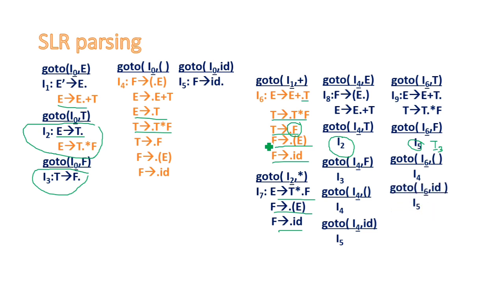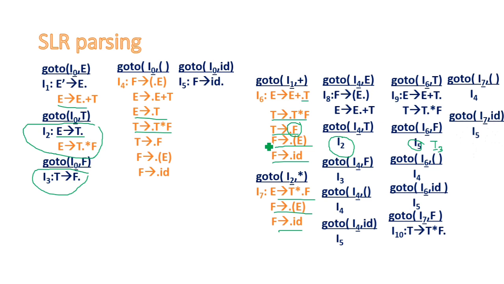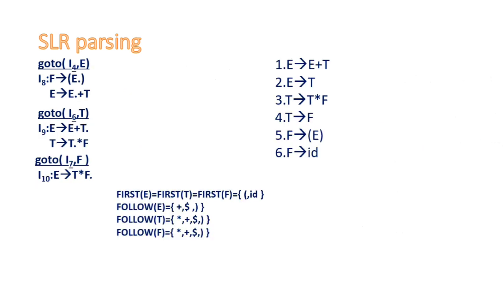So now going for I7, dot is before F, we have to process that. When we process that, it will become T tends to T star F dot. So this is a new item set, we will name it as item set 10. And in I7, when we process open brackets, goto of I7 comma open brackets will be I4 and goto of I7 comma ID will be resulting in I5. It is actually repeating; we are getting the repeated item sets. For convenience, I have put it here.